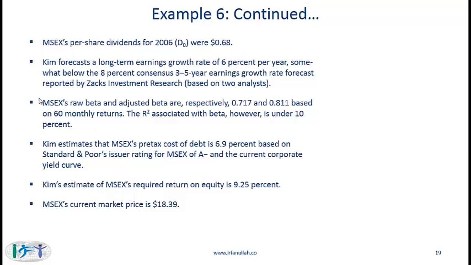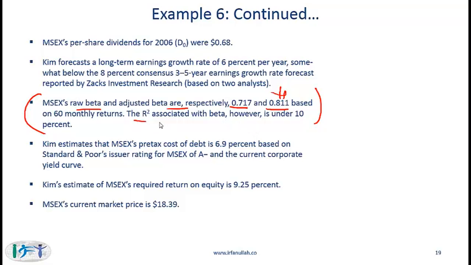Look at this data over here. You are given a raw beta of 0.7 and an adjusted beta of 0.8. So later, when you are told to use CAPM, based on the words that I will show you, the decision will be to use the adjusted beta. But I'm just pointing out that the case is giving you both.